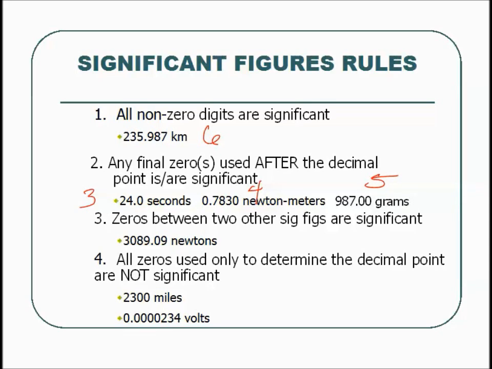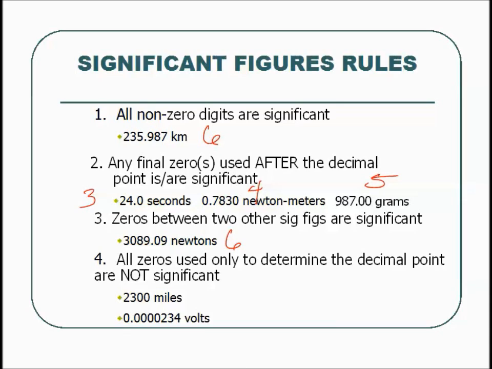Number 3, zeros between 2 significant figures are significant. Here's a non-zero digit. There's a non-zero digit, so that 0 must be significant. There's a non-zero digit. There's a non-zero digit. That one must be significant. So we have 6.